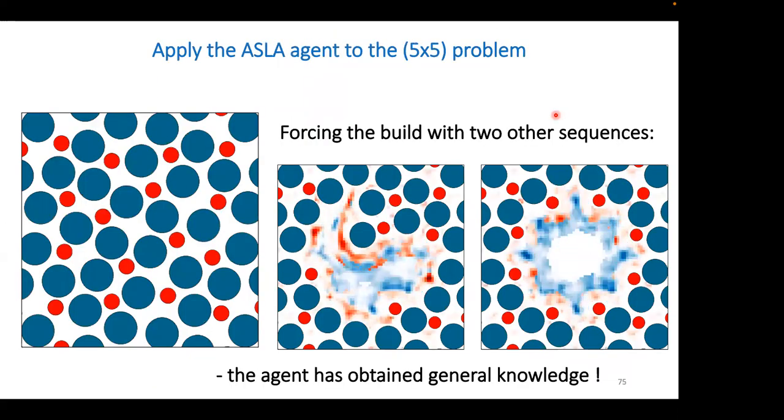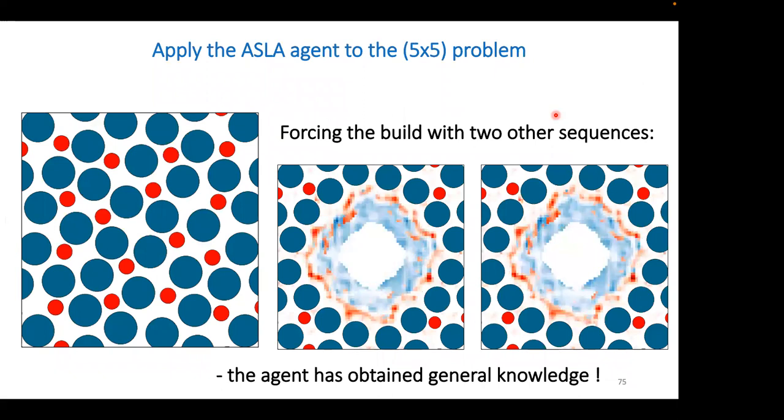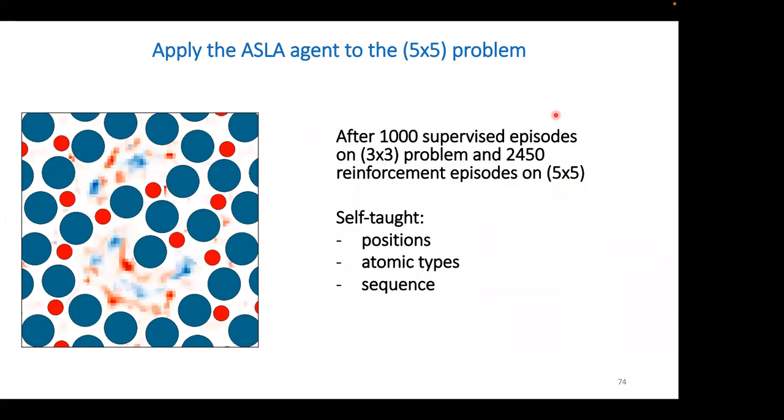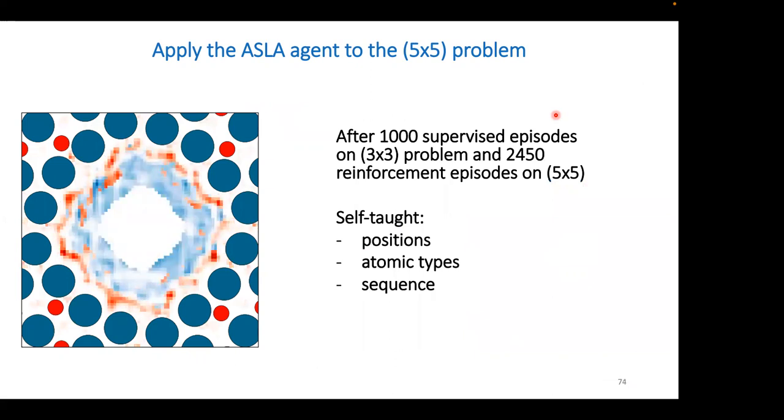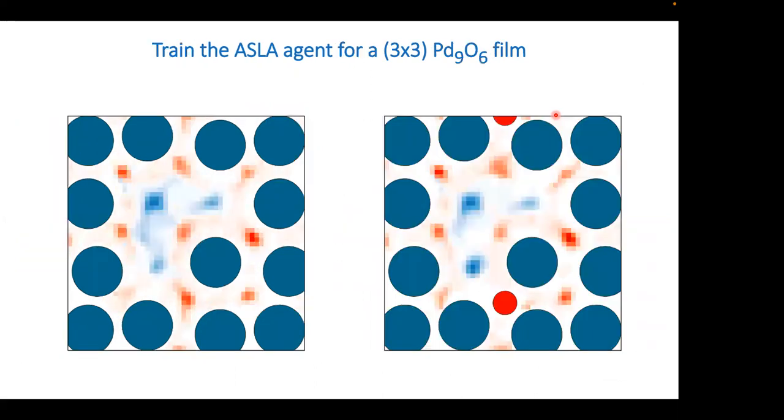Here I didn't give this big system to the agent immediately. It wasn't competing against itself from scratch on this problem. It was given the smaller problem to compete against itself on. And then because these are convolutional networks, they can also be applied to bigger systems.